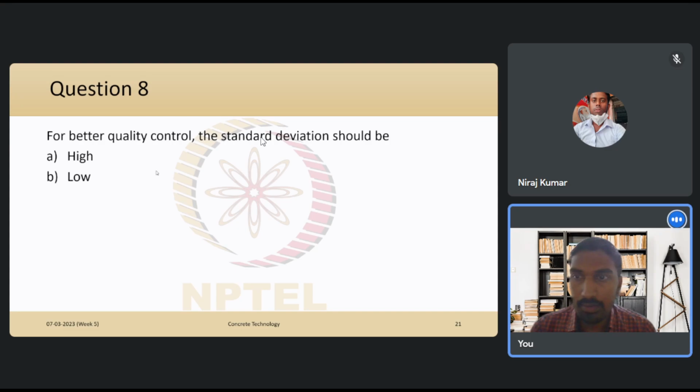Okay, any answer? Is it better if we have higher standard deviation, or is it better if we have a lower standard deviation in the strength variation?